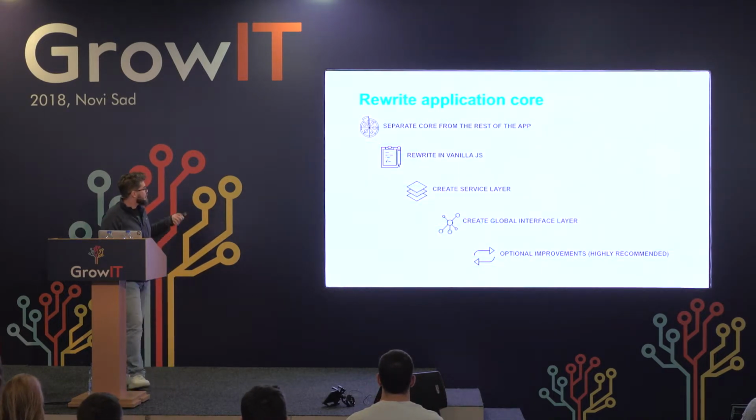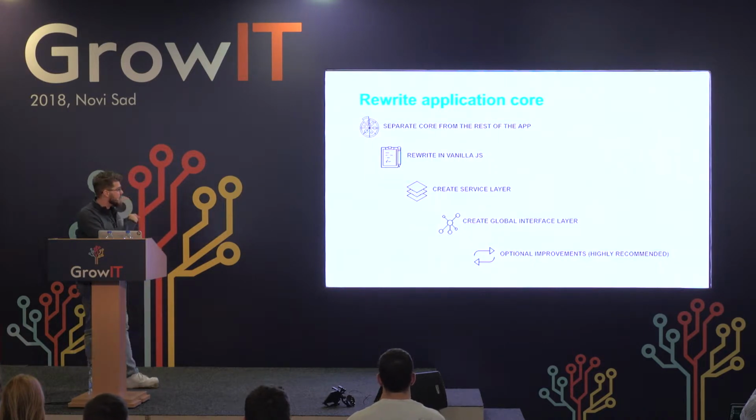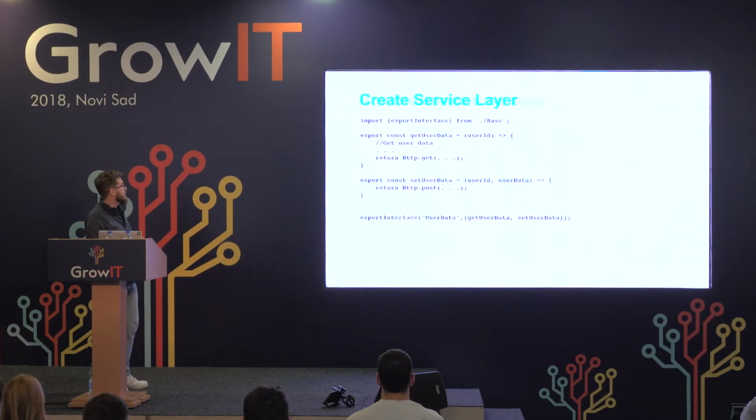Now, here we have separated the core from the rest of the app. We've rewritten the core in vanilla.js. What we want to do is create a service layer and create a global interface layer. I'm going to explain why that is really important, and then have these optional improvements, which are highly recommended. Now, creating a service layer.